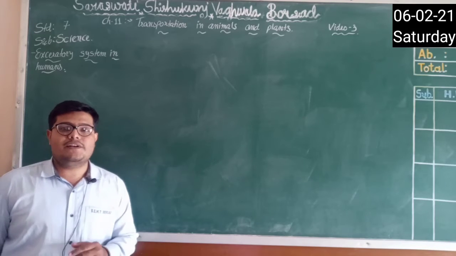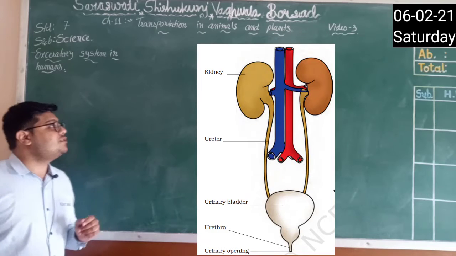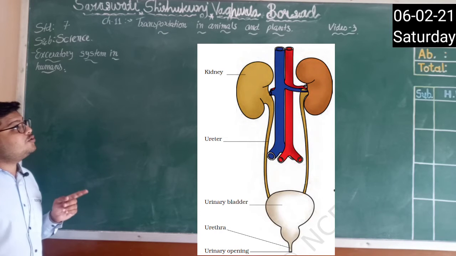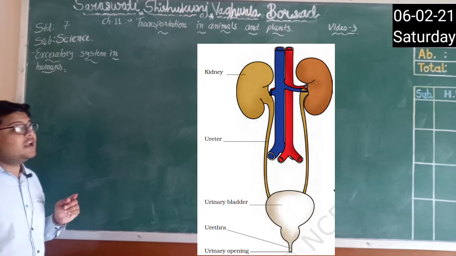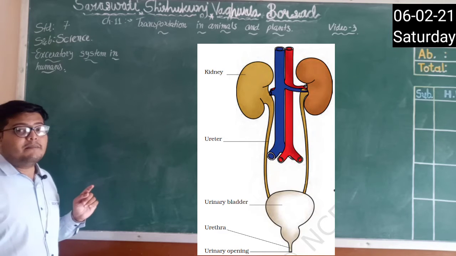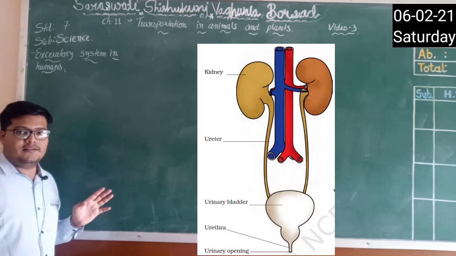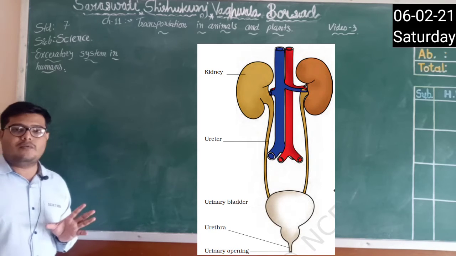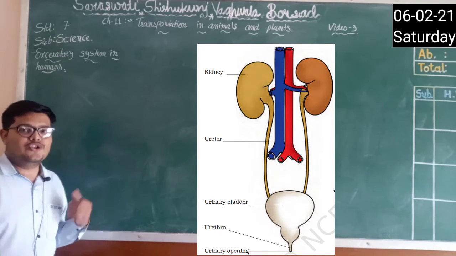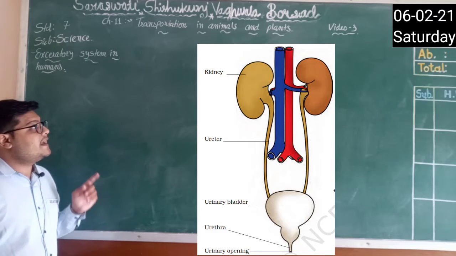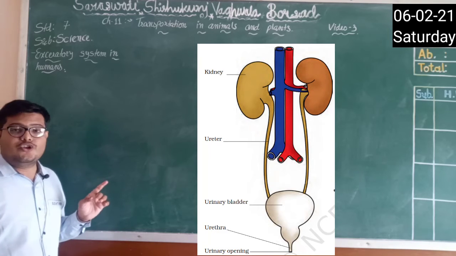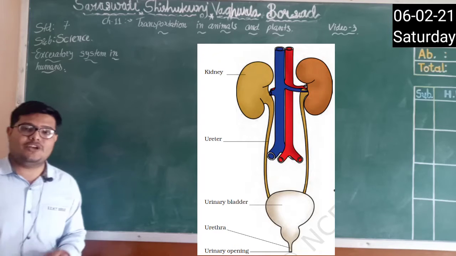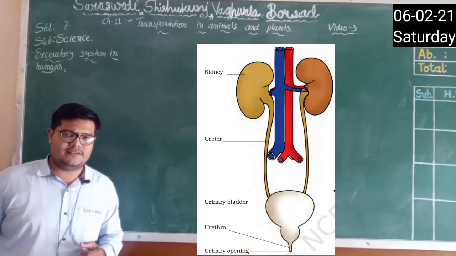Now here you can see in the picture the kidneys, then the ureter, then the urinary bladder, and the urethra. Again, see here: kidney, ureter, urinary bladder, and urethra. This forms the excretory system in humans. So what happens exactly in this?